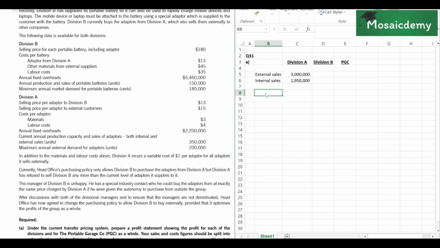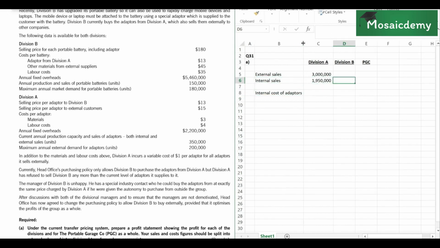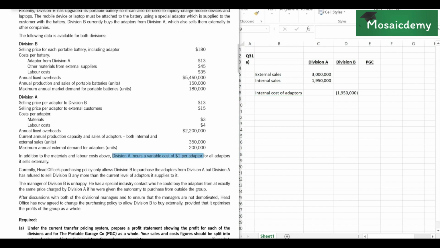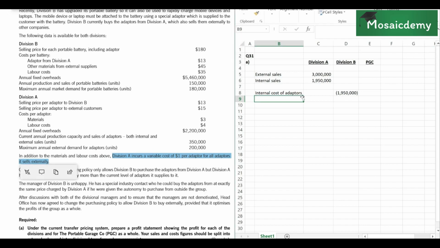So cost of internal cost of adapters, and mind you, this is not relevant to division A or the company, this is just relevant to division B. Just like internal sales are just relevant to division A, they are not relevant to division B or the company. Okay, so that's that. Now let's go to our costs. So division A has the following costs: materials, labor, and then they have fixed overheads. And in addition to the materials and labor above, they have a variable cost of $1 per adapter for any adapters it sells externally.